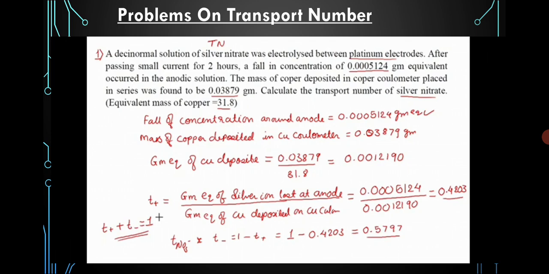0.000524 divided by 0.001219 is equal to 0.4203. Transport number of NO3 minus is equal to 1 minus T plus, which is equal to 1 minus 0.4203, which is 0.5797.